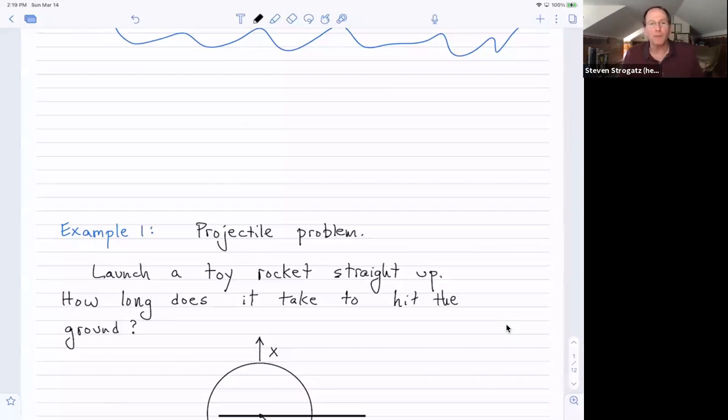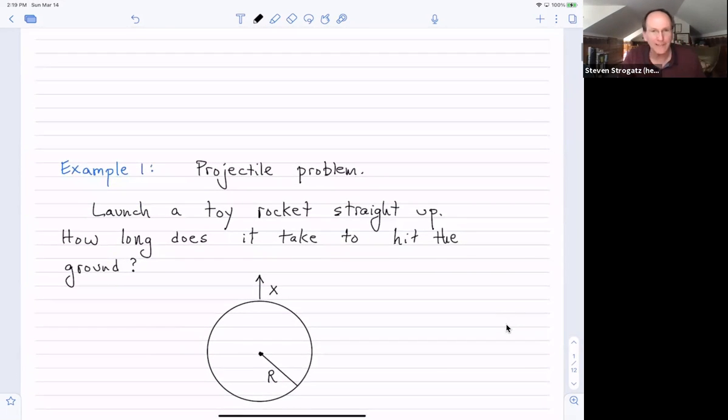It's a projectile problem, sort of the kind of thing you would have seen in a classical physics course. Suppose you've got a little toy rocket and you're going to blast off the surface of the Earth and go straight up. That rocket is going to go up a ways and then come back down and hit the ground. And our question is to calculate the motion of the rocket and also to specifically calculate how long will it be in the air. How long does it take to go up and come back down and hit the ground?